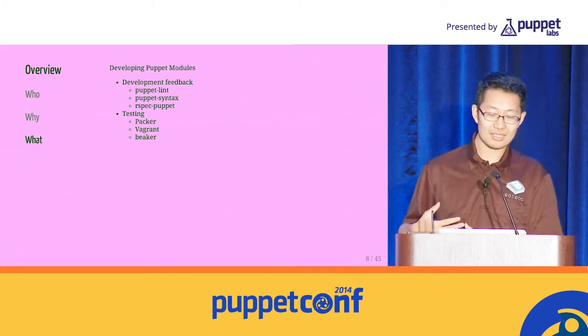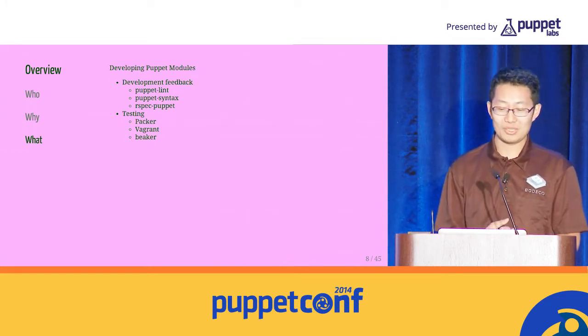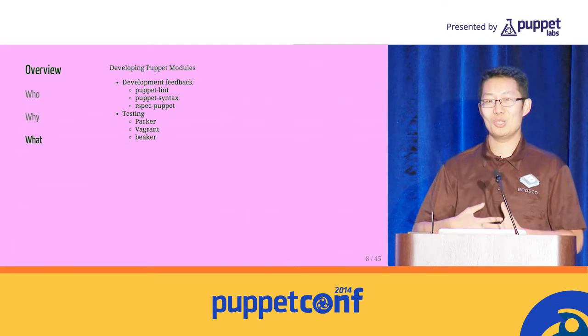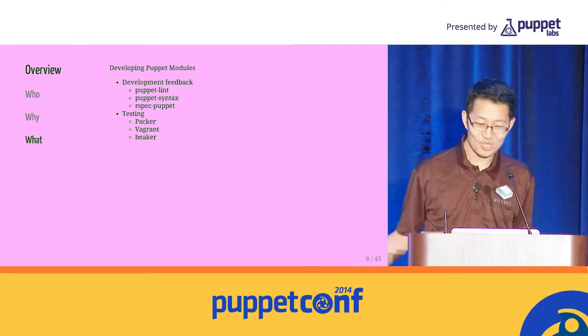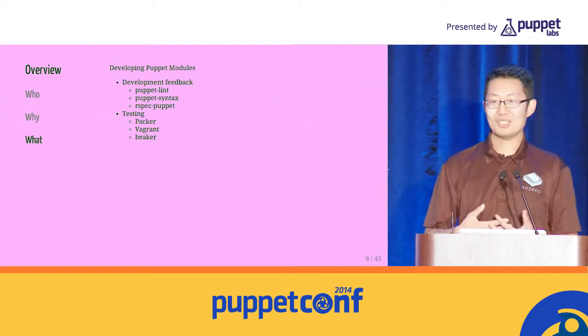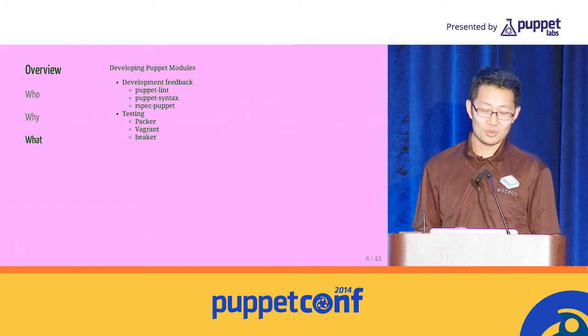And then when you get into testing, you need a lot more stuff to actually test it. There are a few tools to help us out: Packer, Vagrant, and then finally the Beaker test framework. How many of you have heard of Beaker? Lots of you have heard of Beaker? Okay, great. So that's basically a simulated production environment that allows us to do testing.